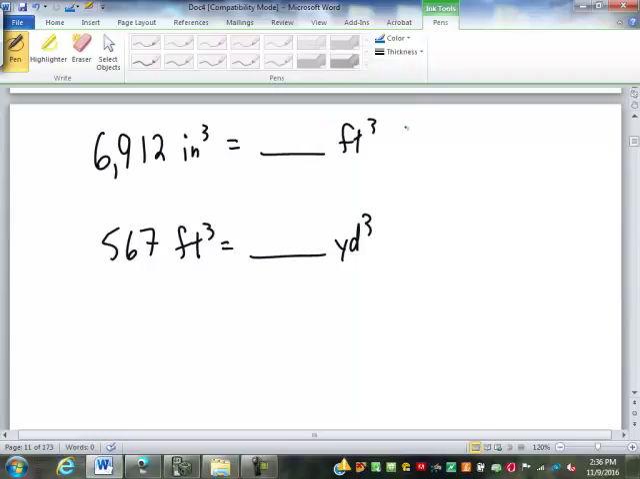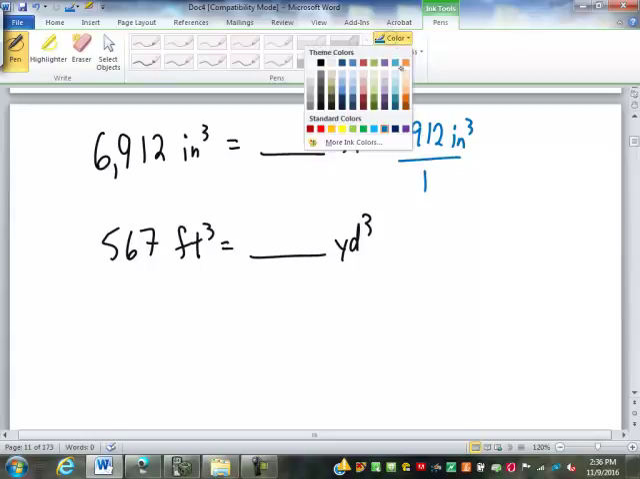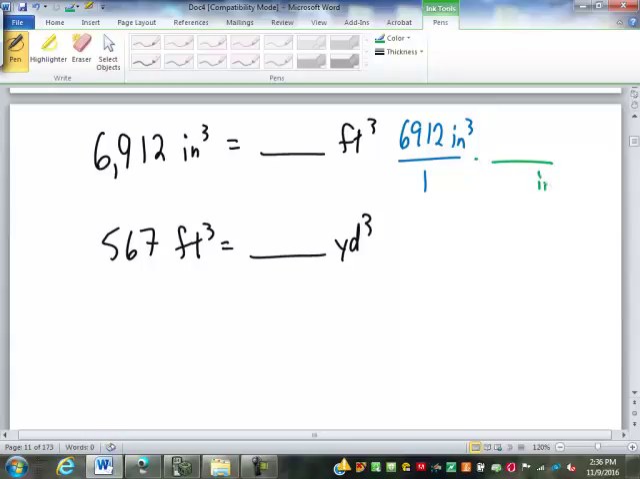Okay, so 6,912 cubic inches over 1. What's our conversion factor going to be here? Cubic inches on bottom, cubic feet on top. Cubic feet obviously is the bigger unit. How many cubic inches in a cubic foot? There you go, 1,728. Good. Cubic inches cancel out. Since the 1,728 is on bottom, we will divide. That gives us 4 cubic feet, correct?